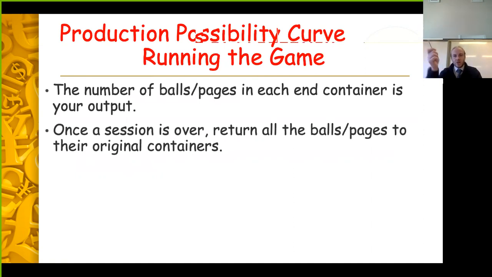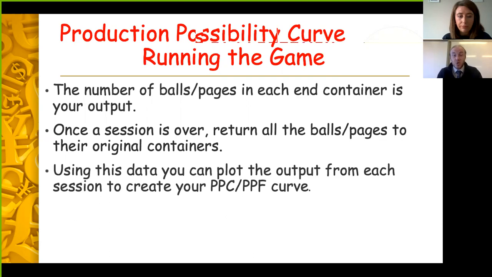As they get them to the finished product box, as it were, or container, that is their finished product. When the timer stops, you count up all their units produced and you record it. You can record it on the board or get them to record it themselves. And at the end, you can use all of this data to sketch out their own production possibility curve. And hopefully then you get a curve.